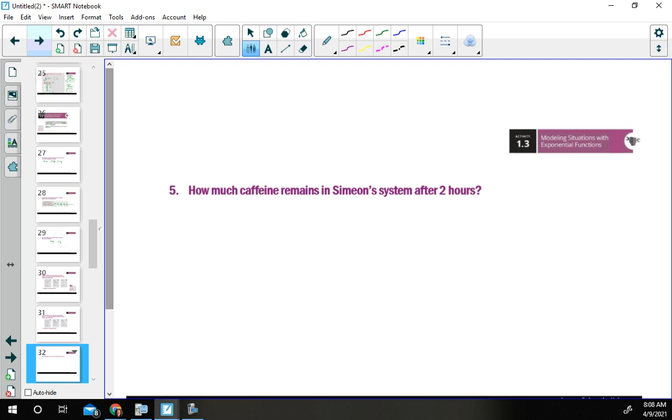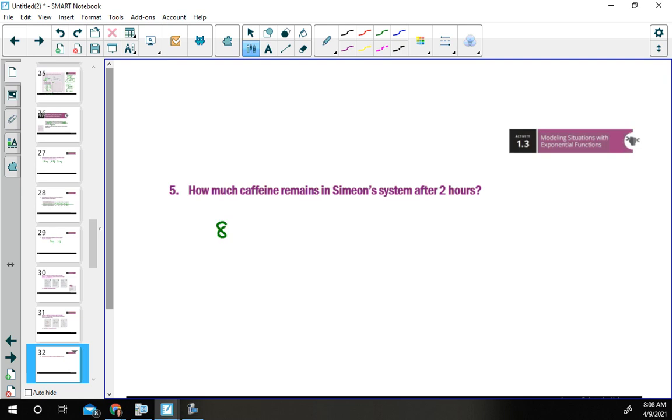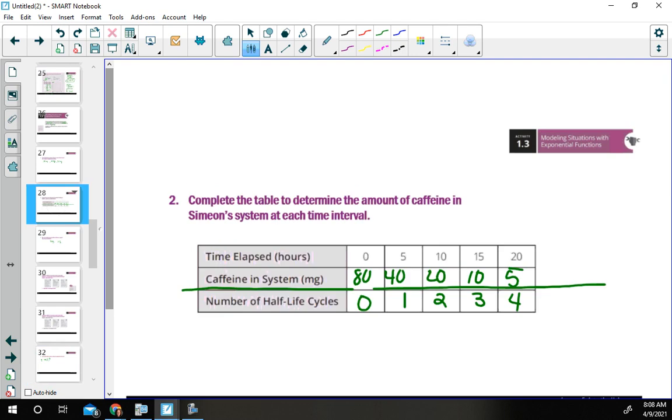Okay, so how much caffeine remains in Simon's system after 2 hours? So let's go ahead and take Emily's equation here. Okay, here's her equation. So what does the x mean? What does the y mean? So if I go back here to my table, what do we think the x represents? What do we think the y represents? Well, the x is my hours. The y is my magnesium left, or not my magnesium, my milligrams left in my system.